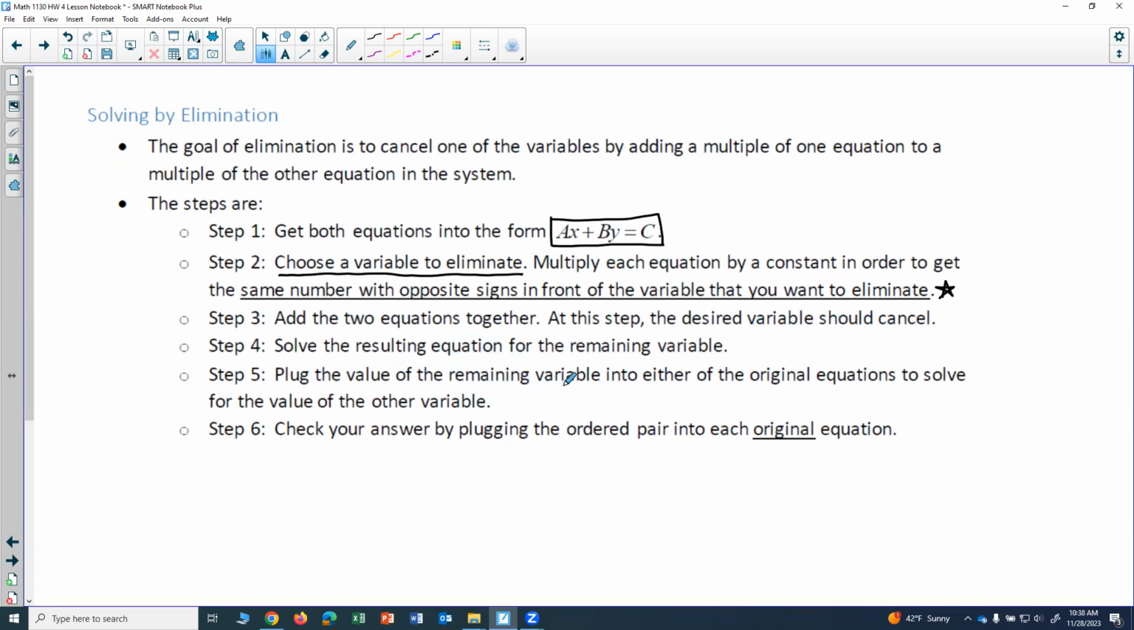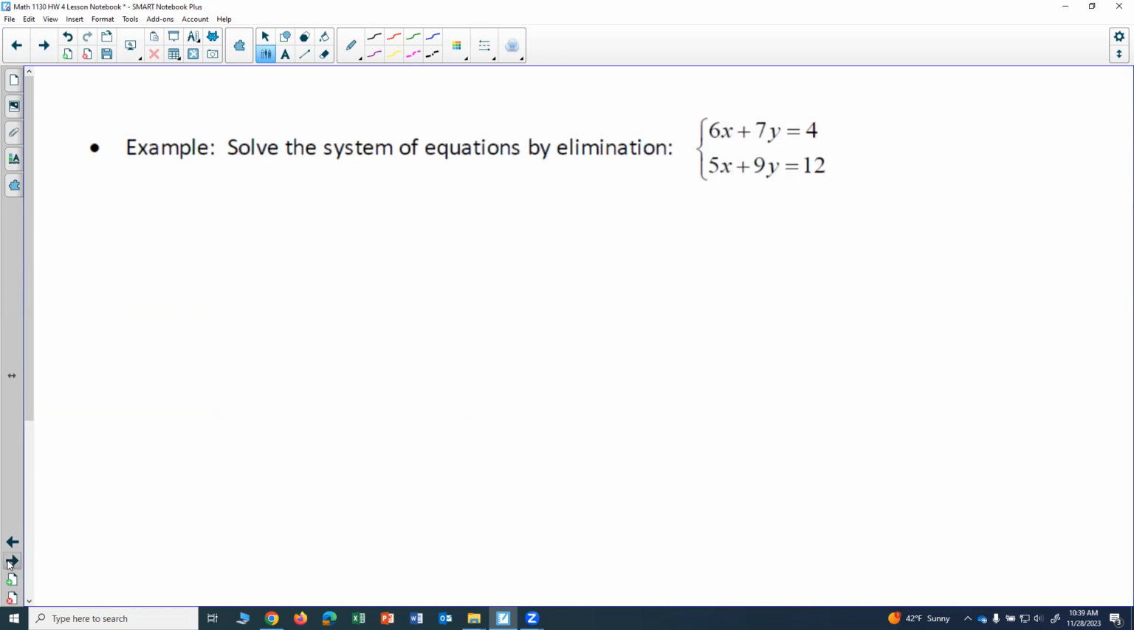Plug the value of the remaining variable that you found into either of the original equations to solve for the value of the other variable, and then check your answer by plugging the original pair into each original equation. This is important, the original equation part, because that will catch any errors that you may have made along the way. Let's look at one example.